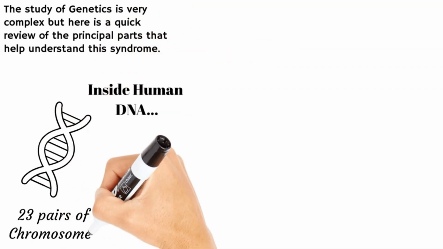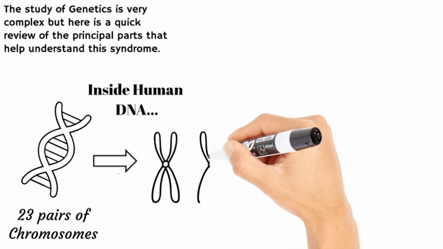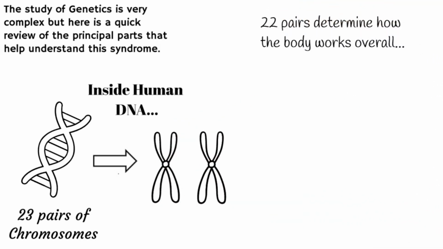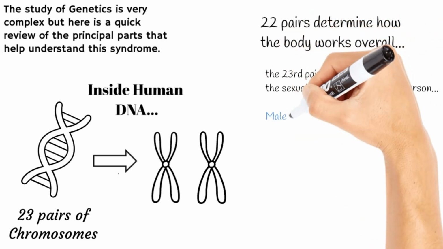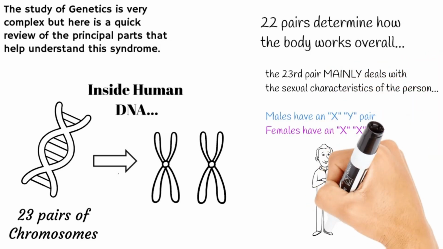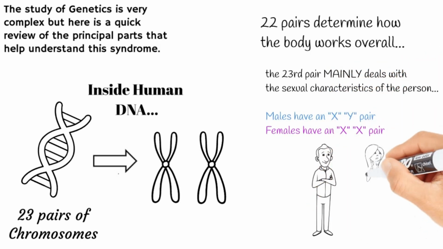understand this syndrome. Inside human DNA we have 23 pairs of chromosomes. 22 pairs determine how the body works overall. The 23rd pair mainly deals with the sexual characteristics of the person. We know that males have an X and Y pair, and females have an X and X pair.